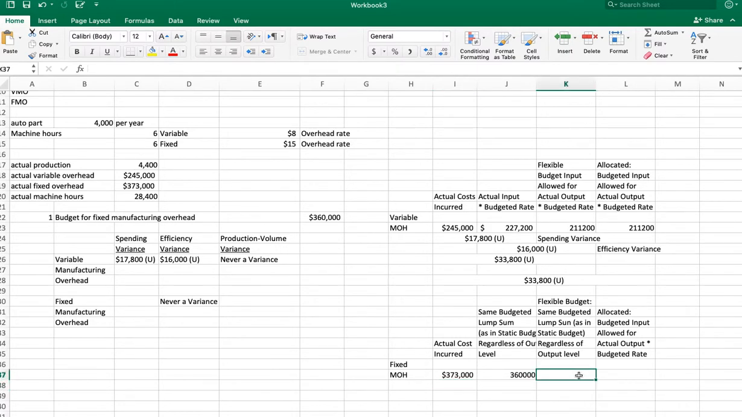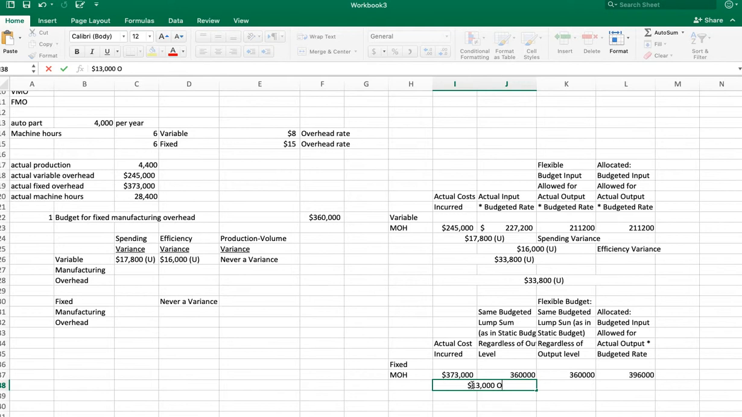360,000. The flexible budget, remember, is the same budget and lump sum as in the static budget, regardless of the output level. This is the same number, and you're going to see how this all works together when we get done. And then this one is based on actual output, which is 4,400 times the budgeted rate. So this is where we say there's never a variance. It's these two numbers right here. There's never a variance there. So we'll find this variance, which is 13,000. And that is unfavorable because our actual was more than our budgeted.